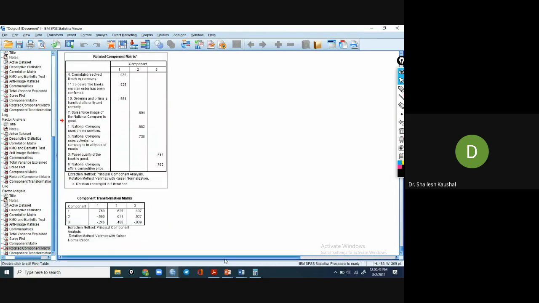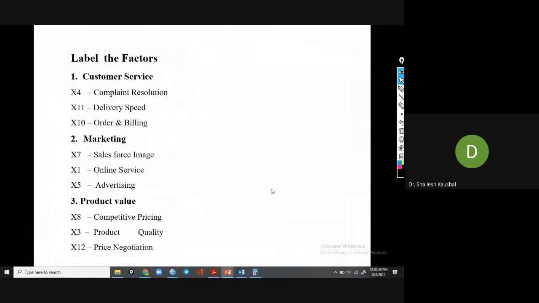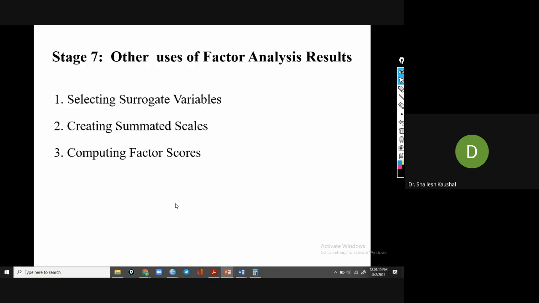So now what will we do? We will give names to these three factors. Now our purpose is to name the factors. So how to give the name? Through this table you can see the component: customer, complaint resolution, delivery speed, and order and billing. So the sense of this is customer service. The sense of the next three variables is marketing. And the sense of all the three variables in the last is product value. So this is the purpose of factor analysis.